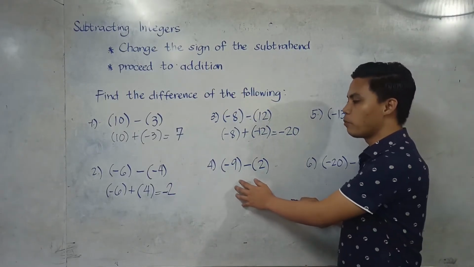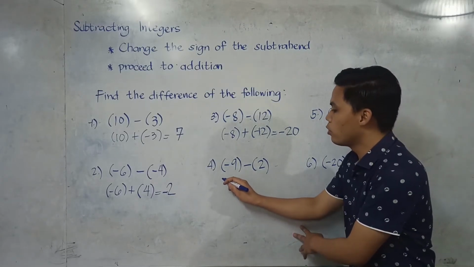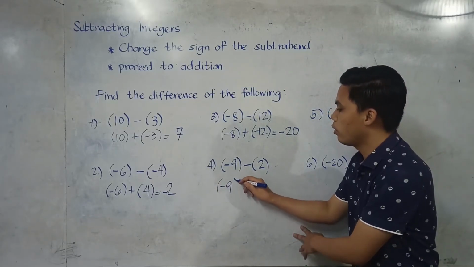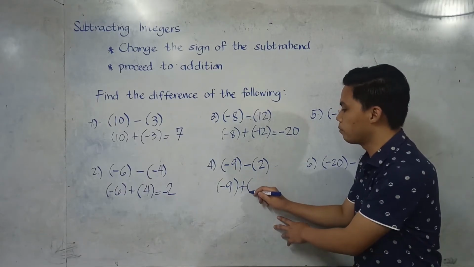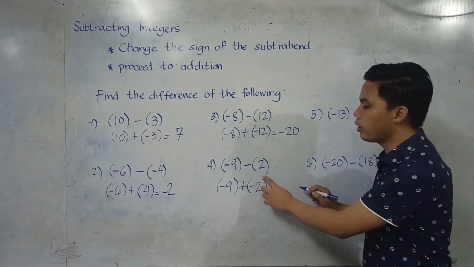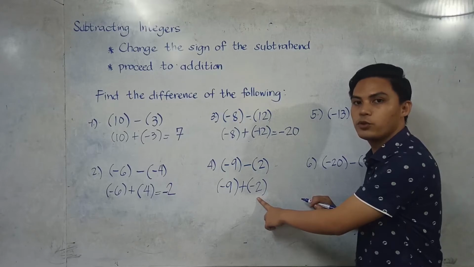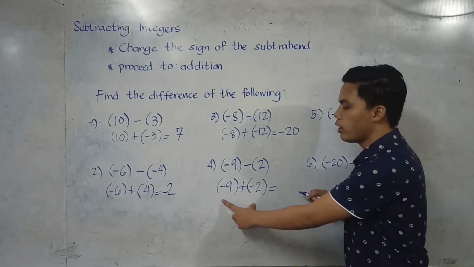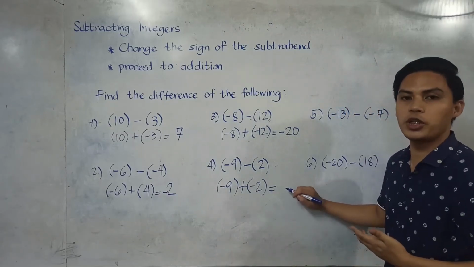Okay. How about number 4? We have negative 9 minus positive 2. So, change the sign of the subtrahend, then proceed to addition. So, ang positive 2 ngayon magiging negative 2. Like or unlike? So, we have like signs. So, we're going to proceed with LAP.